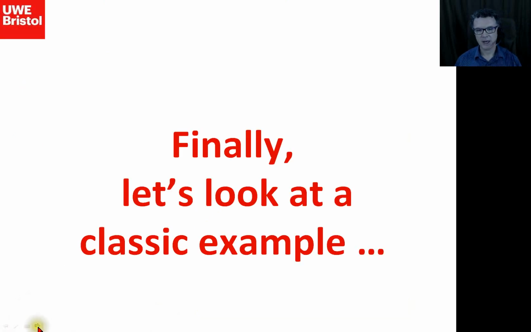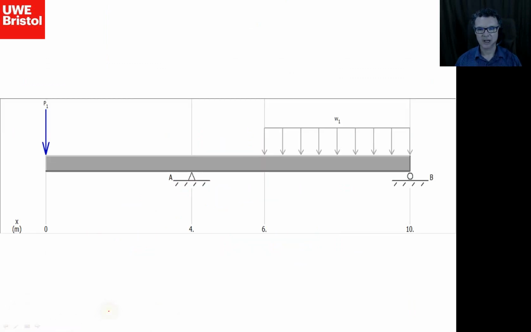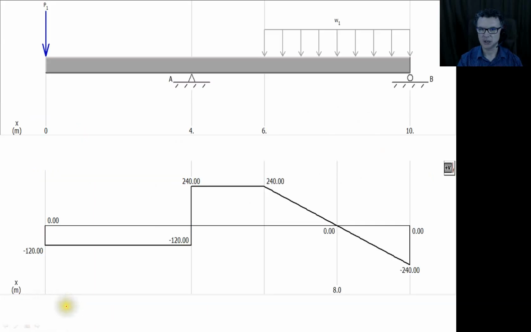Okay, let's look at a classic example. This is a classic setup, and I'll explain why. We've got an overhanging bit of beam here, force down, and then we've got a UDL section somewhere between the two reactions. Why this is a classic problem that they like to use in exams is nothing to do with the shear graph, so the shear graph looks fairly innocuous. We've got some bit of negative, and a bit of positive.